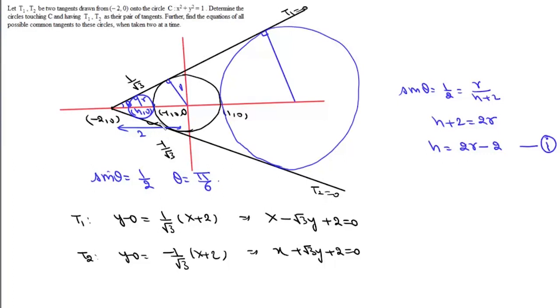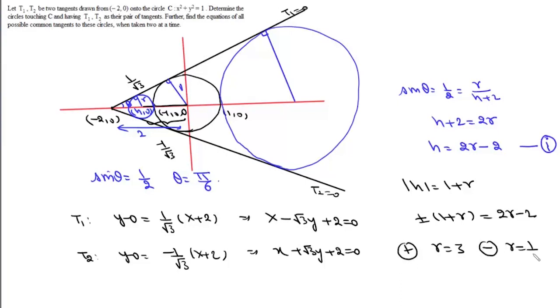Now we know that this distance, it is mod h, and it is equal to 1 plus r. So basically we can write plus minus (1 plus r) equals 2r minus 2. If we take this plus sign, we'll get r equals 3, and if we take minus sign, then we get r as 1 by 3. So radius of this smaller circle is 1 by 3, and radius of this bigger circle is 3.